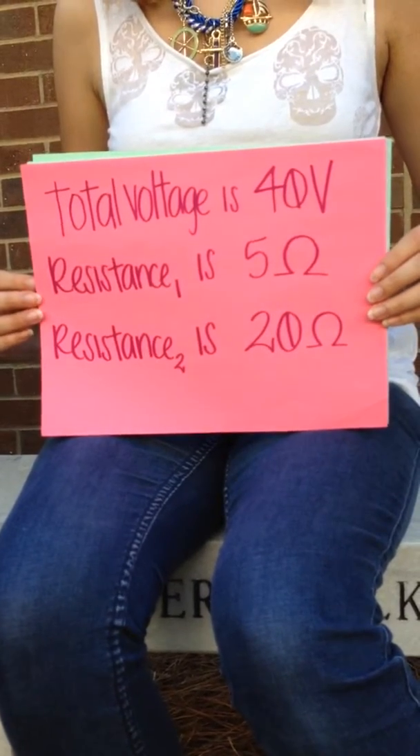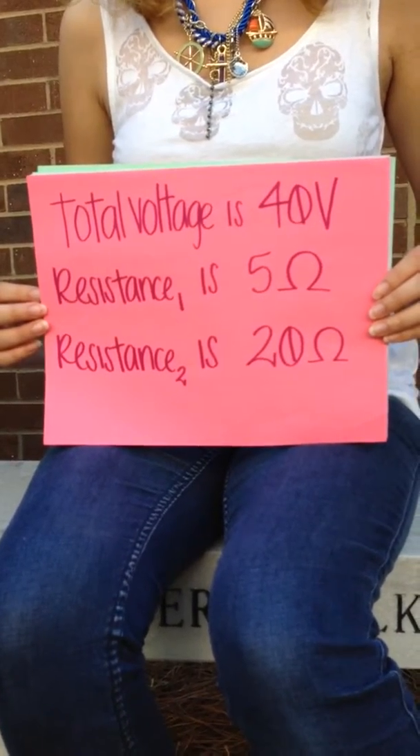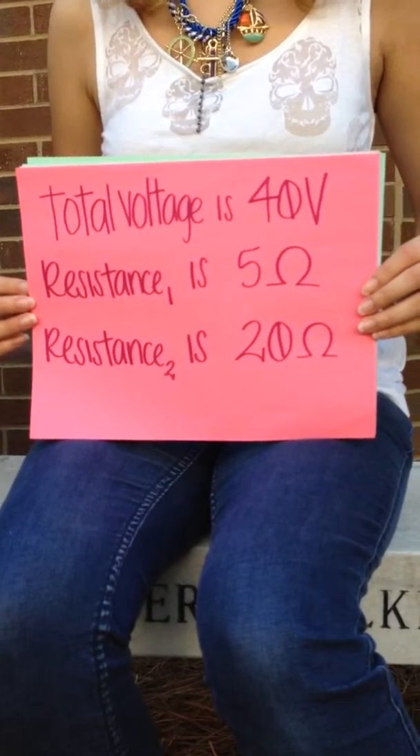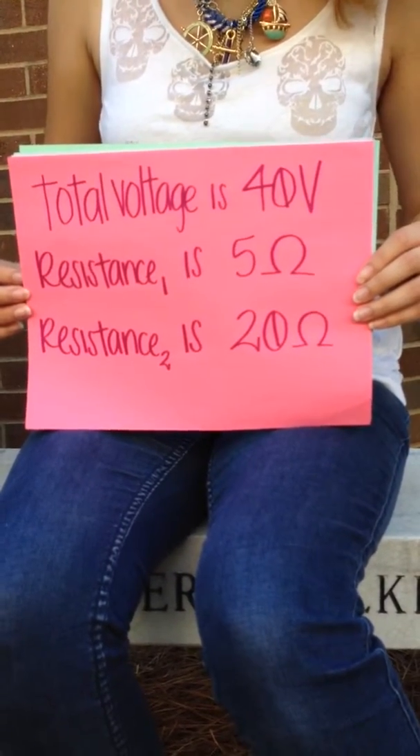The givens for the problem are that your total voltage is equal to 40 volts, resistance 1 is equal to 5 ohms, and resistance 2 is equal to 20 ohms.